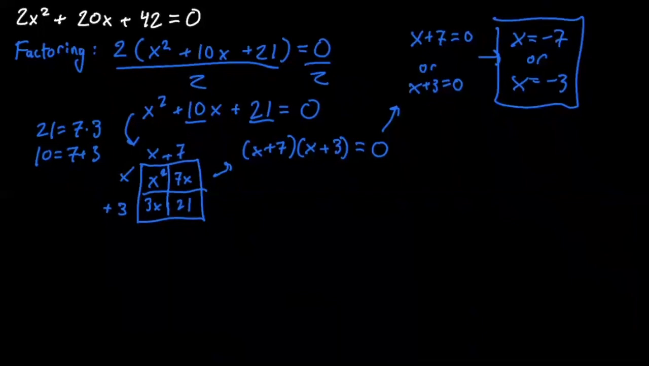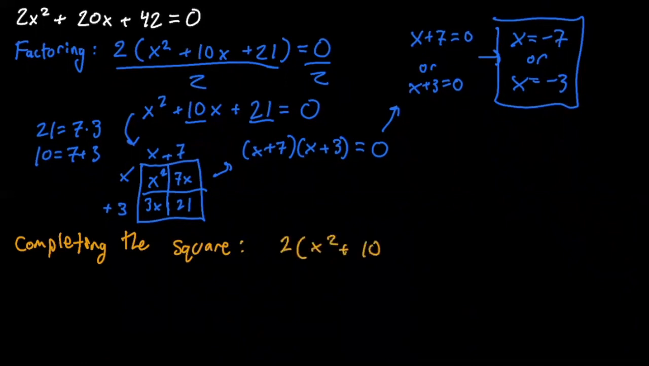The next method I want to look at is completing the square. So we'll start off the same way by looking at common factors. We can start by rewriting it and factoring out 2. And this way we end up with a quadratic that has a leading coefficient of 1. In order to complete the square, we need this leading coefficient to be 1.